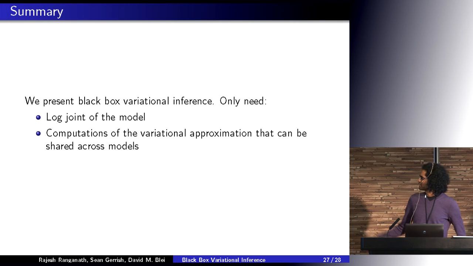So in summary, for black box variational inference, what we need is the log joint of the model and some computations about the variational approximation that can be shared across several models. Thanks.